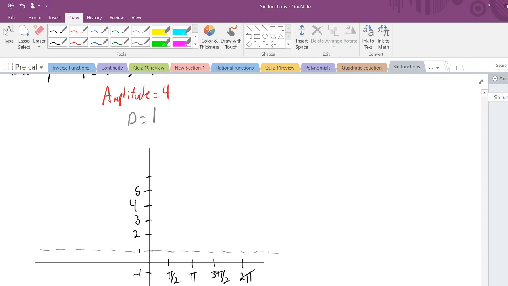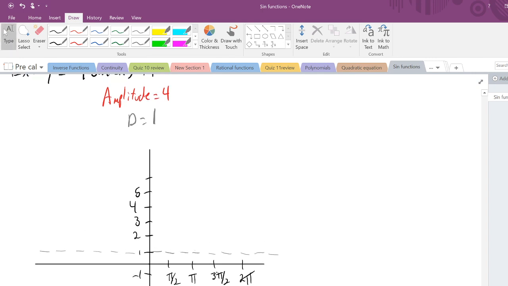Now that I got that out of the way, because that's the new vertical shift, I know that's where it's going to start. That's where my new point is going to start, right there. Now we have to work with our amplitude. We have that it's 4, so you're just going to add 4 to it. So at pi over 2, if it started at 0, it's going to go to 5 because you have to add 1. So at pi over 2, you're going to go to 5.